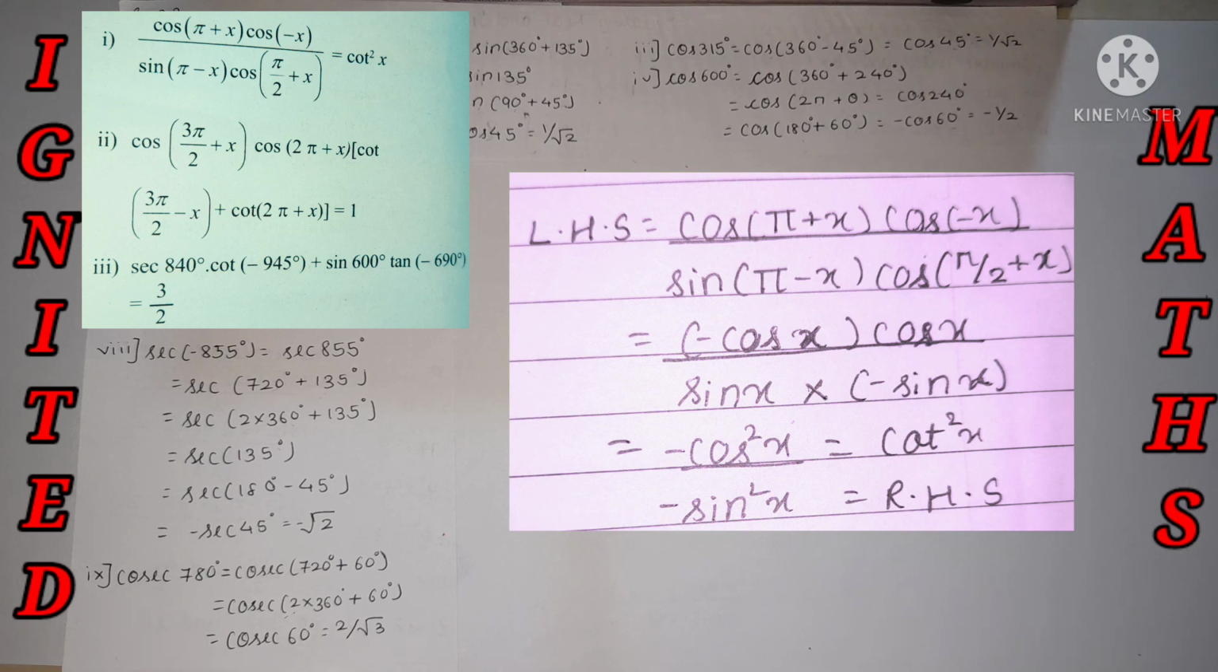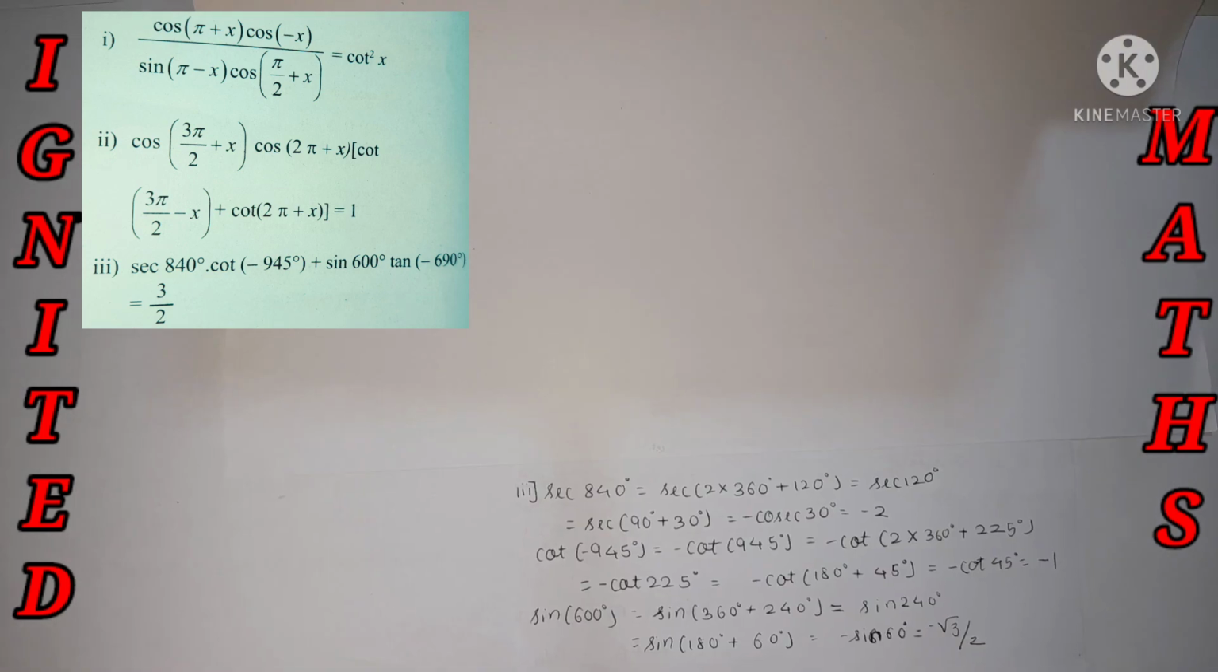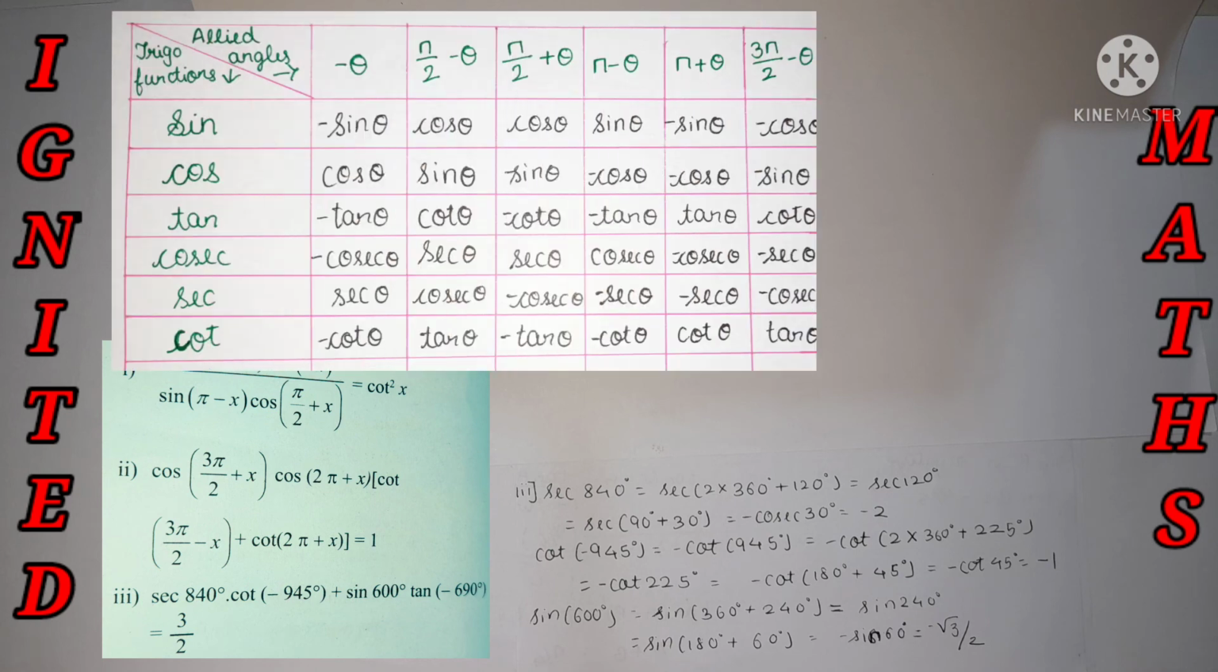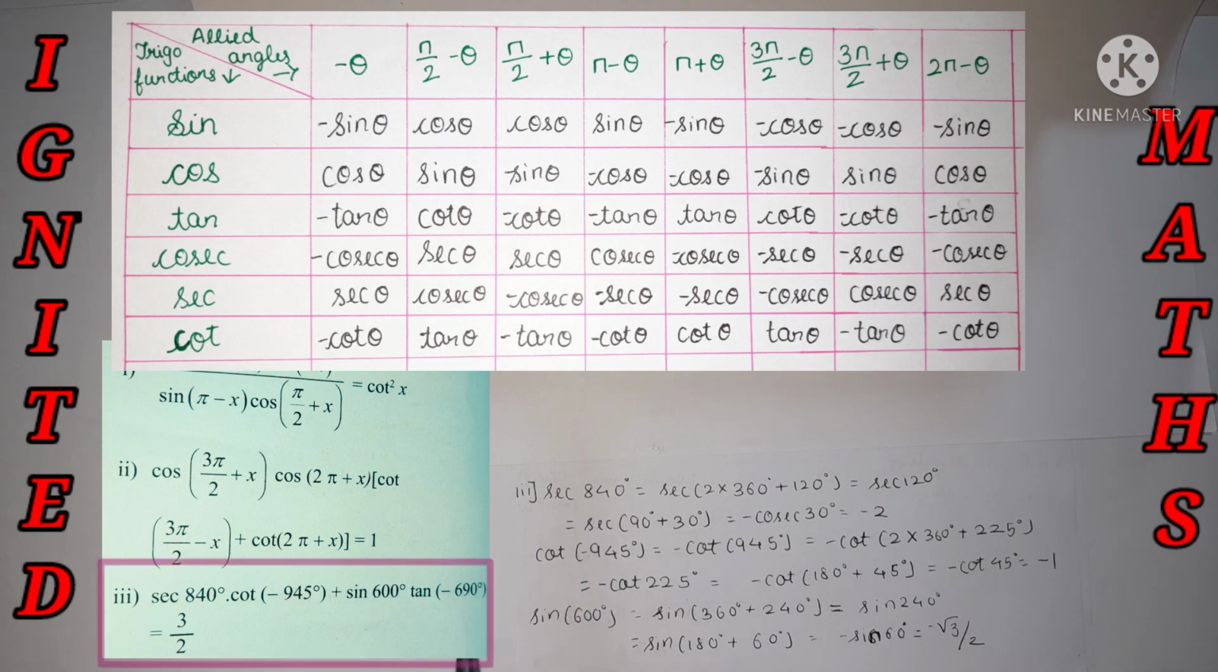Now I'll give a small tip for doing the third sub question also. Here they have given the angles in degrees. In the first and second sub questions we saw the question in radian form, but here it is in degrees. No problem, we need to use the same formula. There is no doubt. We have sec 840° · cot(−945°) + sin 600° · tan(−690°) equal to 3/2. The only way is to prove from the LHS to the RHS.